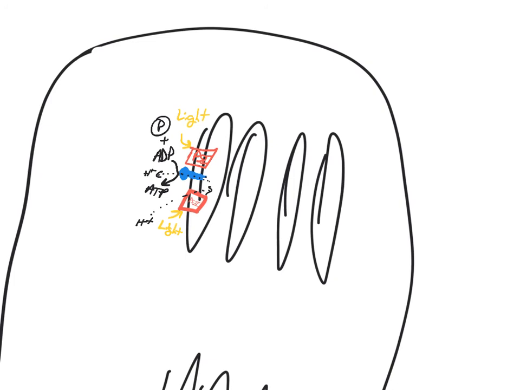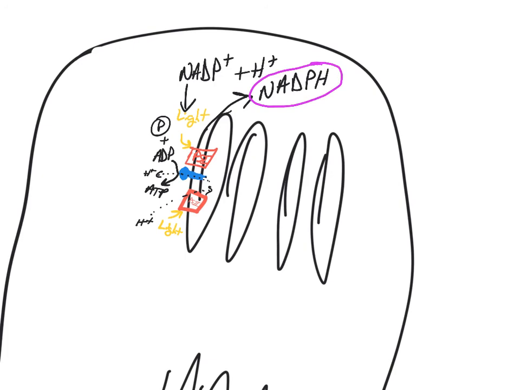So in PS2, we're producing something. We're taking the electron. Remember, the electron's getting transferred from one carrier to the next. And ultimately, what goes in is NADP plus a hydrogen ion. What comes out? NADPH. So I'm going to circle these in a different color. Let me use purple. So NADPH is coming out. That's what's being produced.